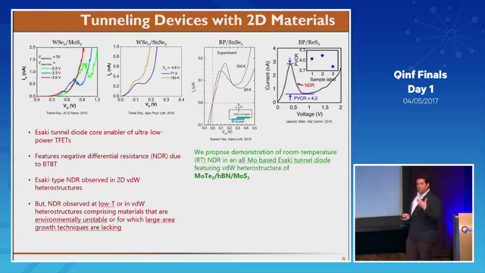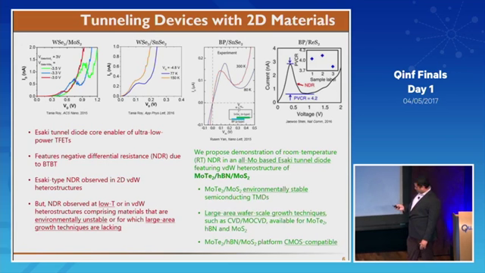So we propose here a room temperature NDR in a molybdenum-based Esaki tunnel diode. And our particular van der Waals heterostructure is comprised of molybdenum ditelluride, hexagonal boron nitride, and molybdenum disulfide. MoTe2 and MoS2 are the two semiconducting van der Waals 2D materials, and hBN is the 2D insulator whose advantage my friend is going to talk about very shortly.